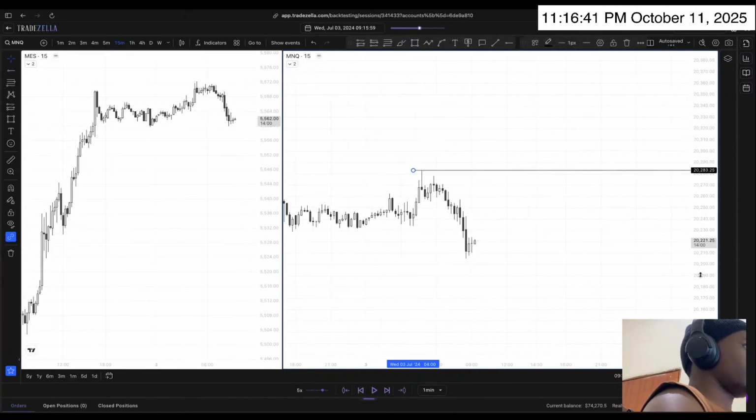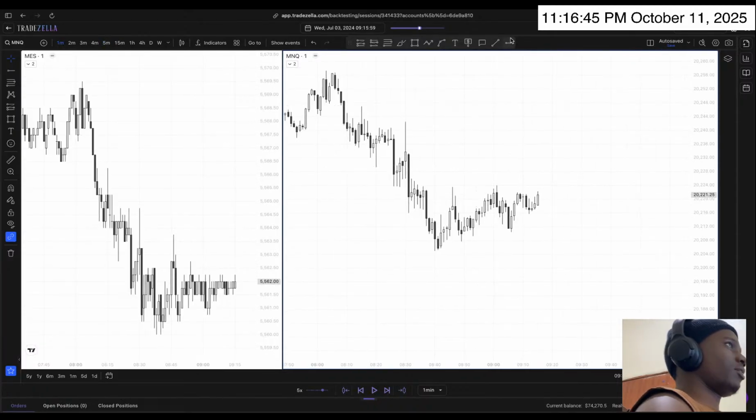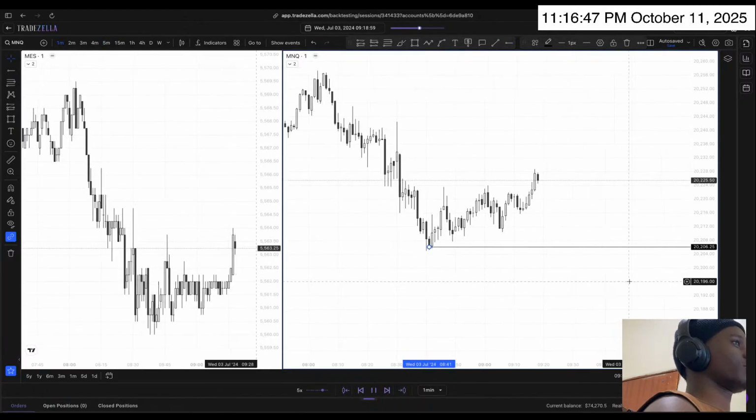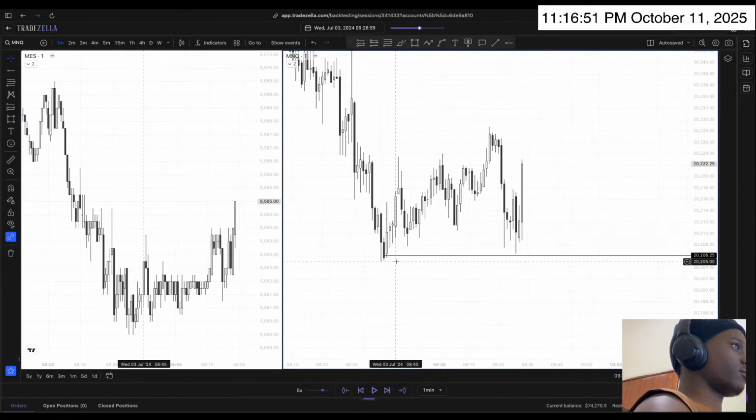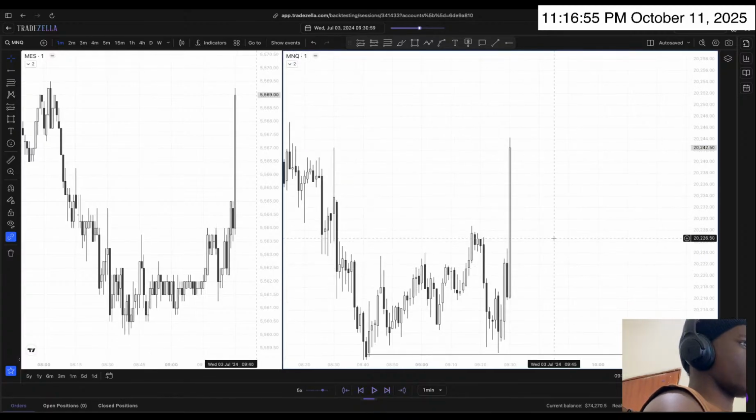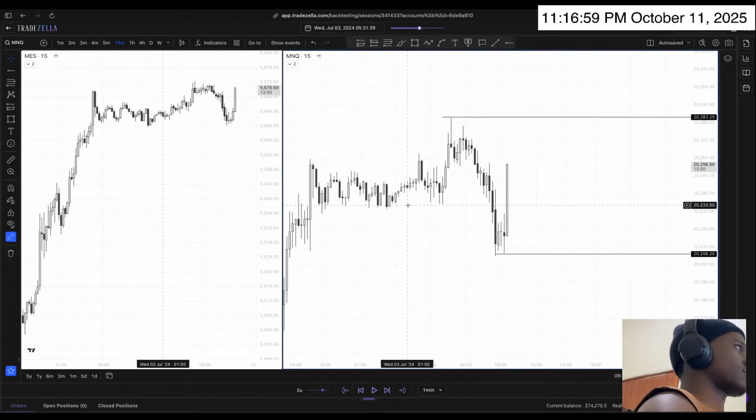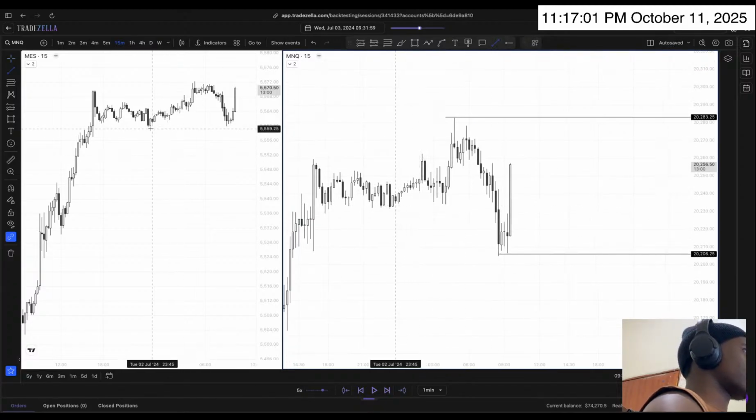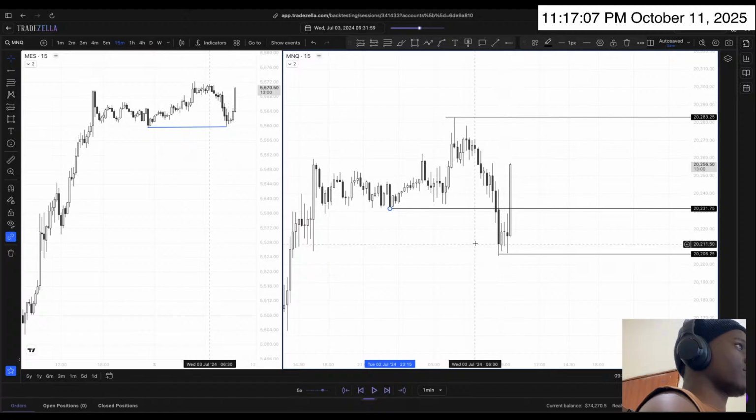So 15. Just want to see, do we create any kind of sweep? Yeah, ran the short-term lows there. Come on. This is the SMT. So the sweep was already there.